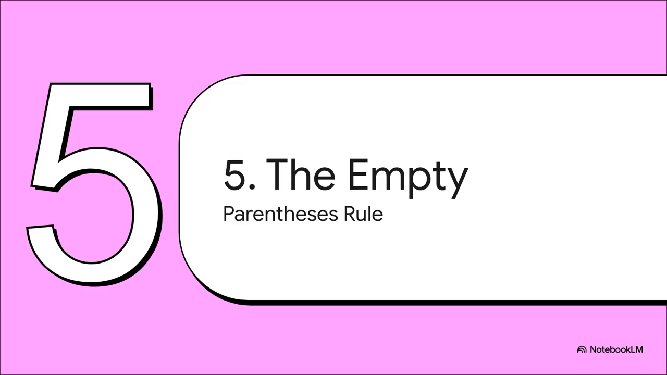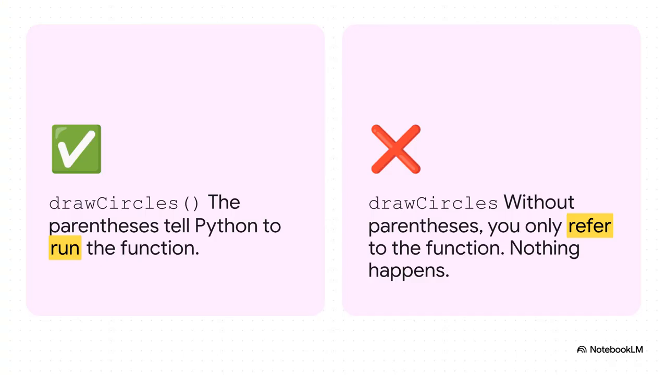Okay, time for our final and maybe simplest rule. What about those functions that don't need any information at all? The ones with no parameters in the definition? Look at this comparison. On the left, we call the function with empty parentheses, drawCircles, and it works. On the right, we just write the function's name, and, well, nothing happens. Why is that?